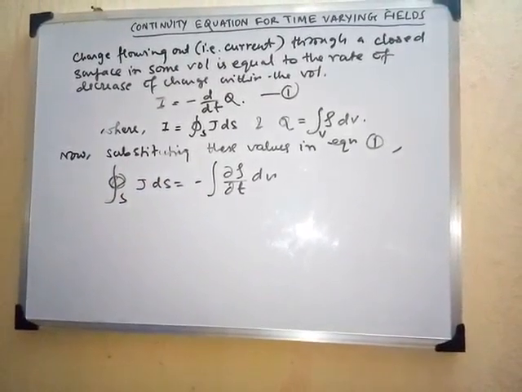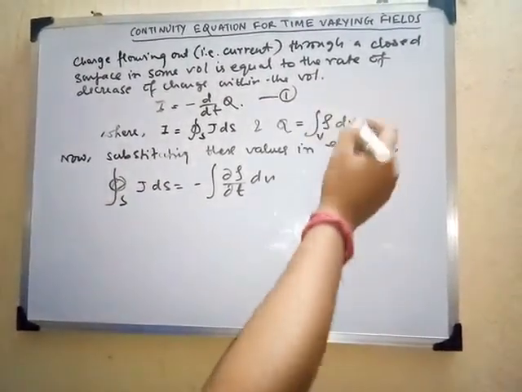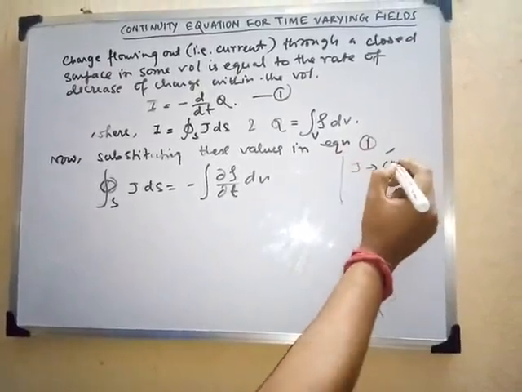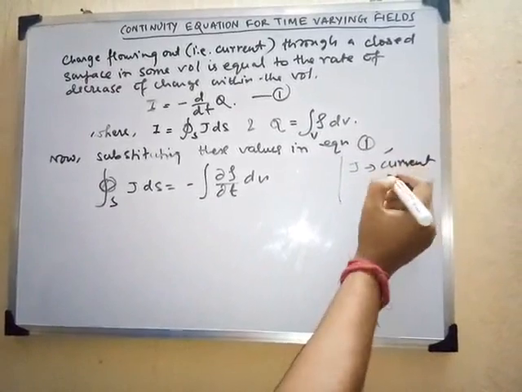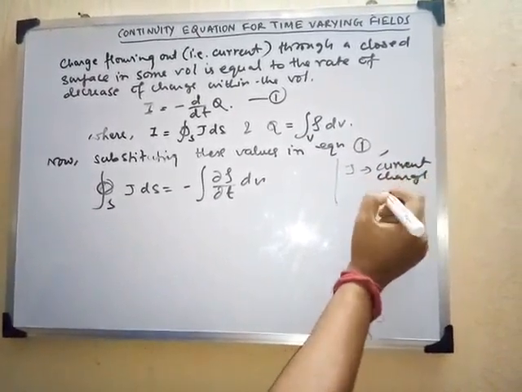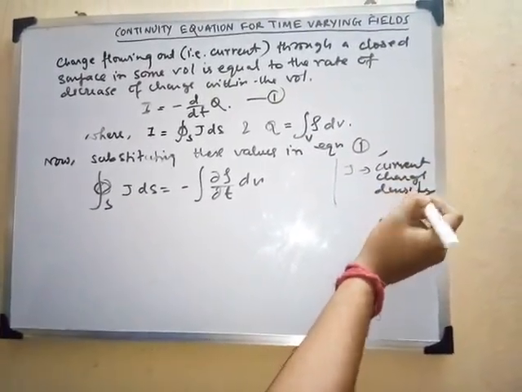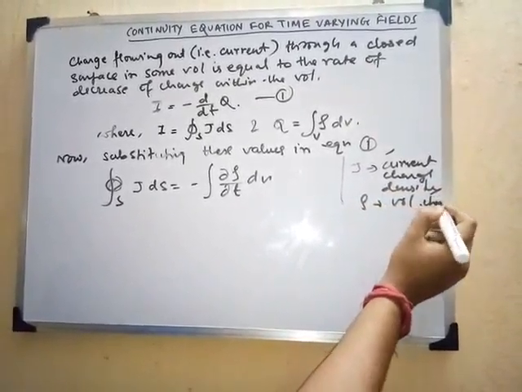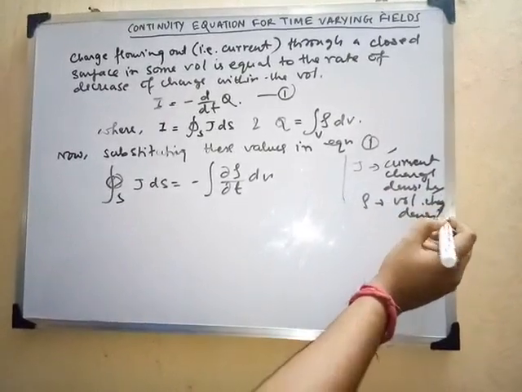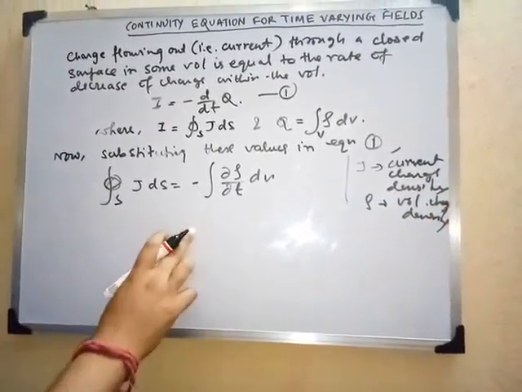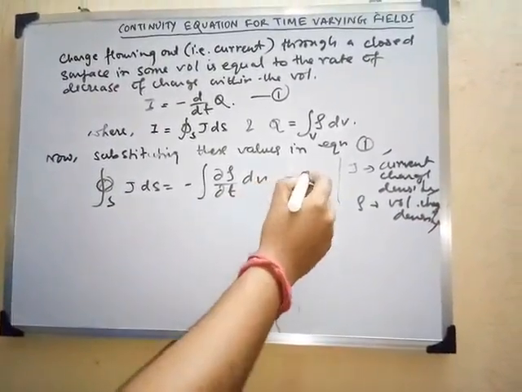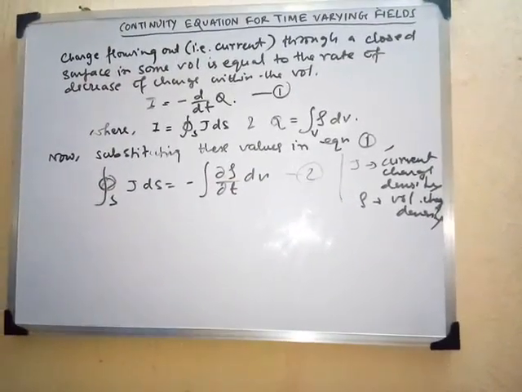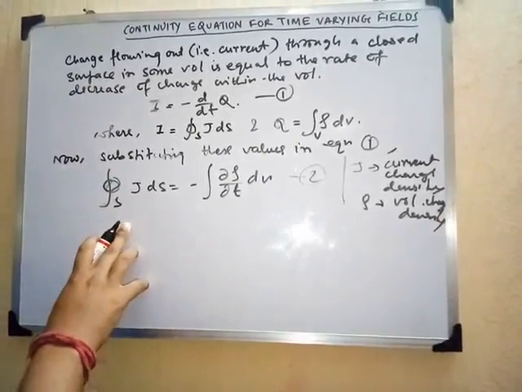So we have substituted the values and arrived at this expression. You have to remember these terms. Let me write it for you again. J is the current density and rho is the volume charge density. Now we got this expression, let us write it as expression number 2. From here we will apply the Gauss divergence theorem on the left hand side.